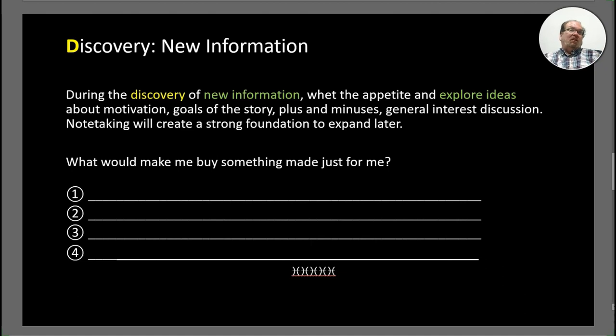It costs more and people think, wow, you have a lot of money. Maybe not. General interest discussion. You can talk about other things. Okay? So note-taking will create a strong foundation to expand later. Find information about all those things.